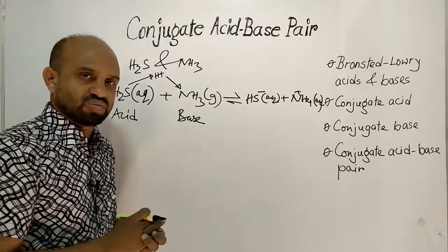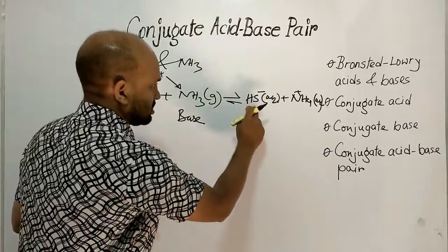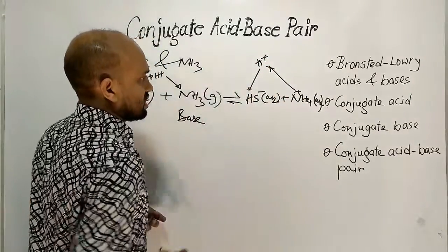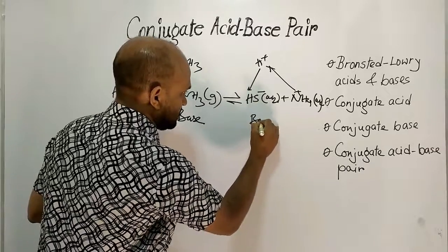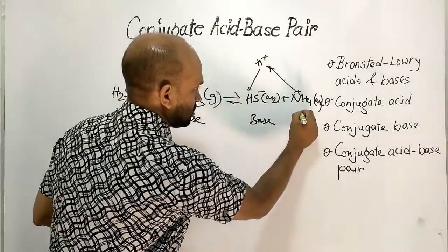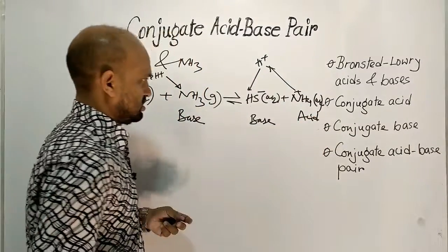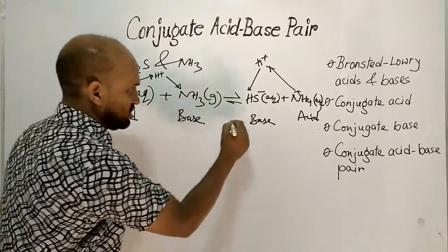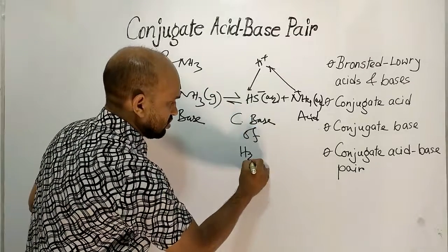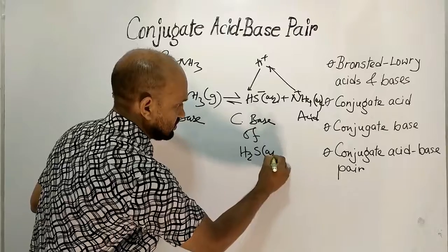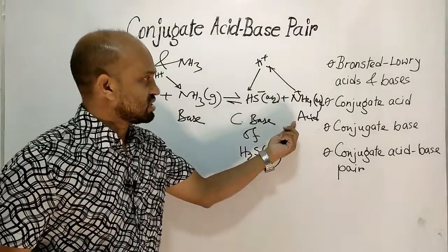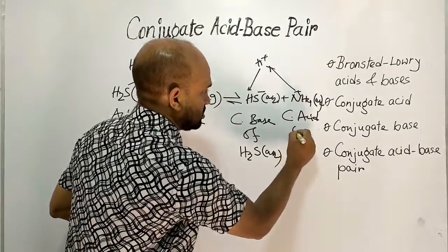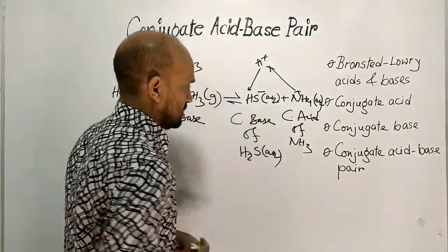When the reaction is moving backward, this is proton acceptor, this is base, and this is proton donor, this is acid. But this base is related to this acid, that is why this is the conjugate base of hydrosulfuric acid, and this acid is related to this base. That is why this is the conjugate acid of the base ammonia.